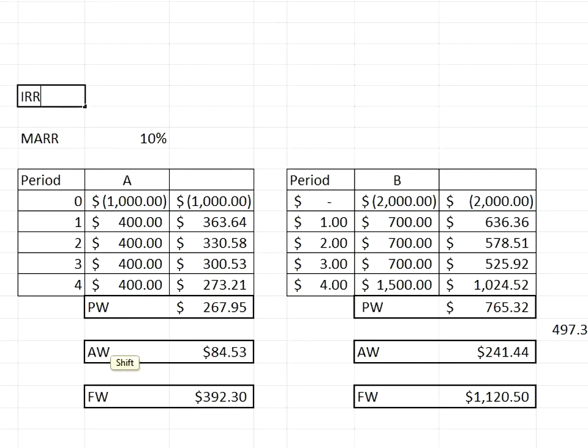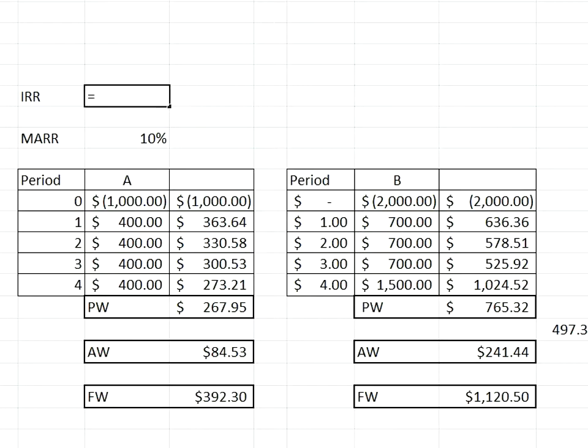Notice that Project A requires a lesser amount of dollars, and that would probably make it easier for Project B to have a larger present worth simply because of the sheer size. So the question is, dollar per dollar invested, which one of these two projects would be better?